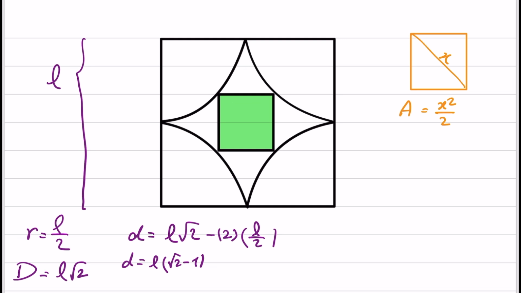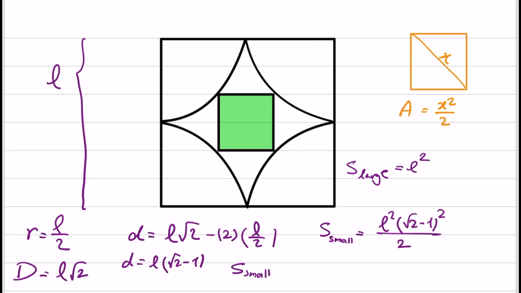Next, we are going to use our hint, and the area of the small square is obtained as d squared over 2, which is L squared times (square root of 2 minus 1) squared over 2. We also know that the area of the large square is equal to L squared, and we can easily obtain the fraction of S small over S large.